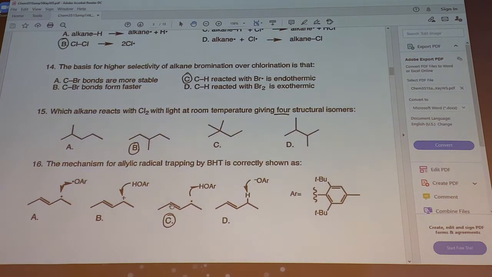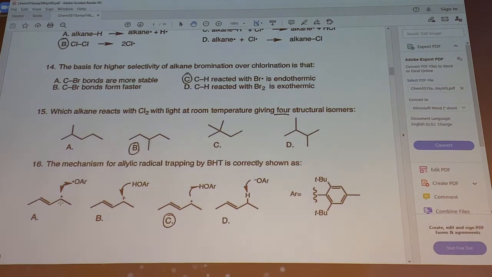Here's the mechanism of allylic radical trapping by BHT, which is butylated hydroxytoluene, which has this structure. 2 tert-butyl groups, and then here an OH group. And that's what we mean by the OH group coming off here. So you have to kind of remember what BHT is to fully answer this question. There's a hydroxyl there, and that's similar to vitamin E that we showed trapping an allylic carbon radical. 2 of these aren't even radicals, okay? B and D you can rule out right away.